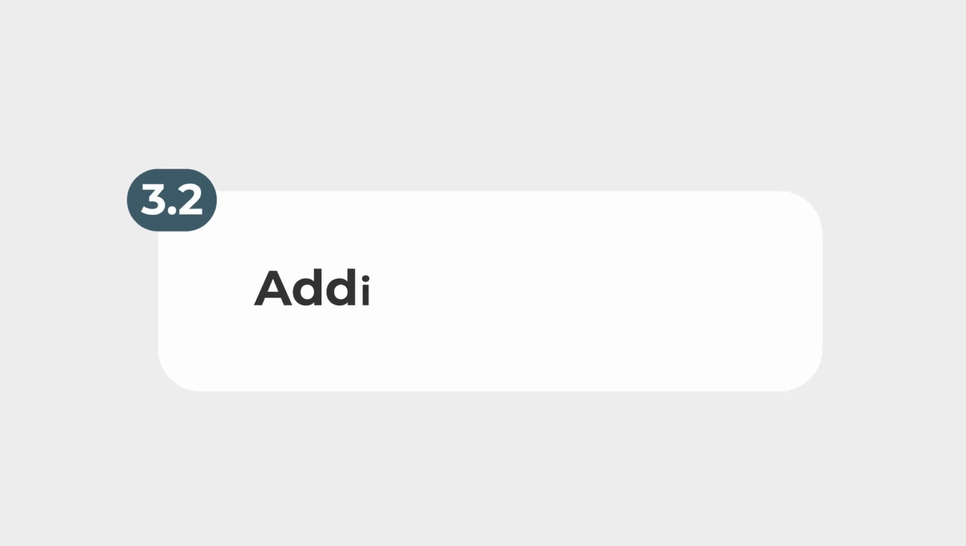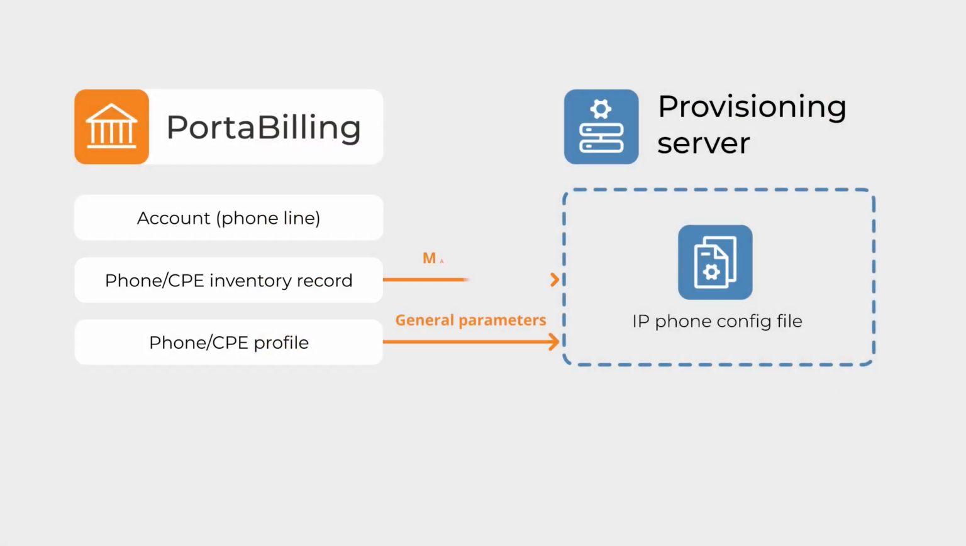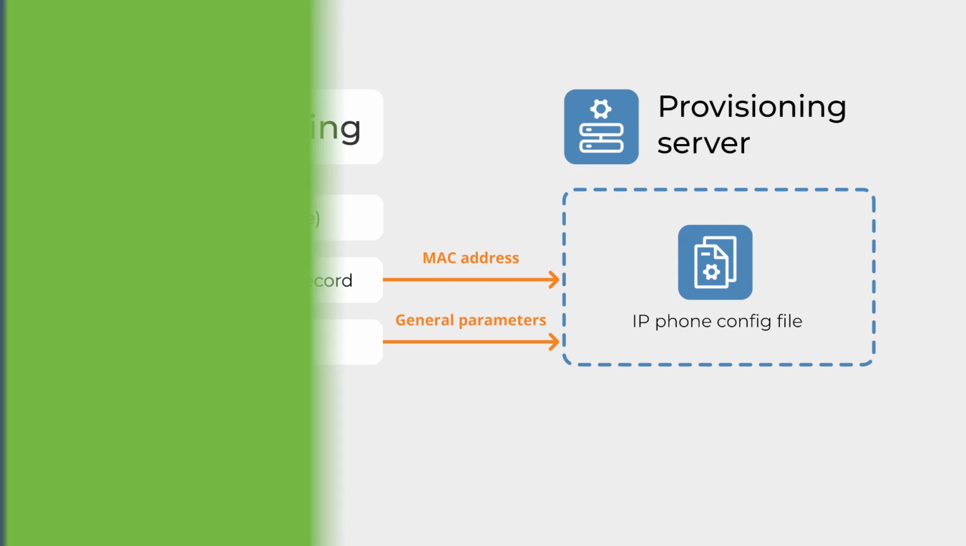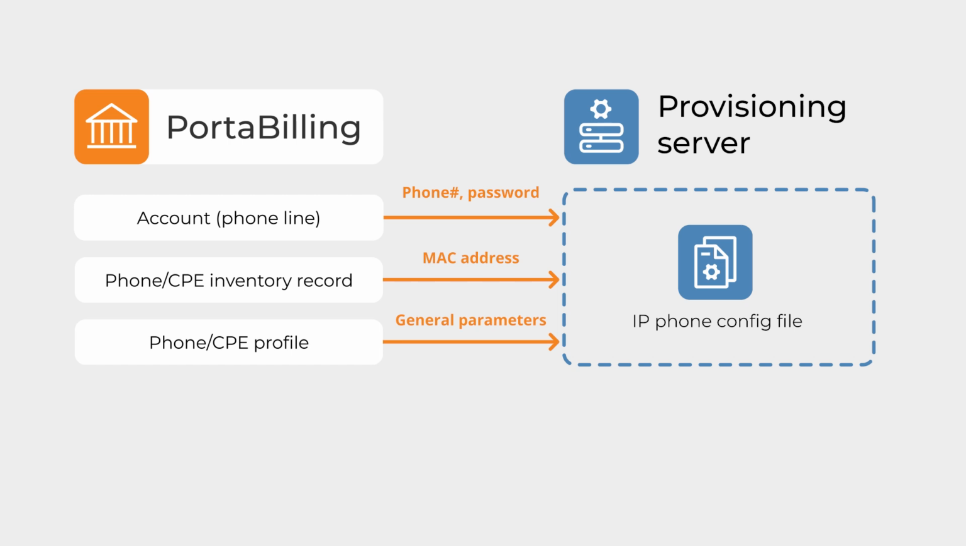Next comes adding the device. Each phone is added to the PortaSwitch CPE inventory with its MAC address and is assigned a profile. Finally, there is assigning accounts. The phone or specific ports, for multi-line devices, are linked to a user account in PortaSwitch.